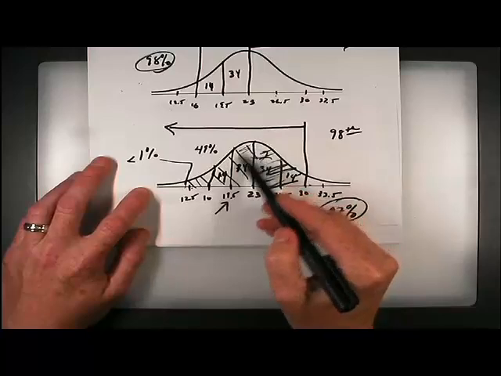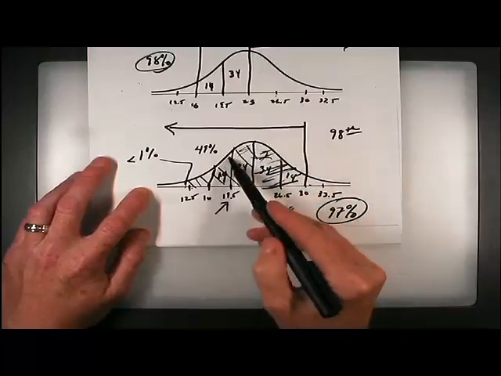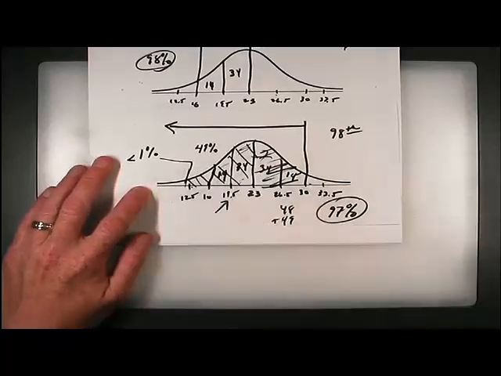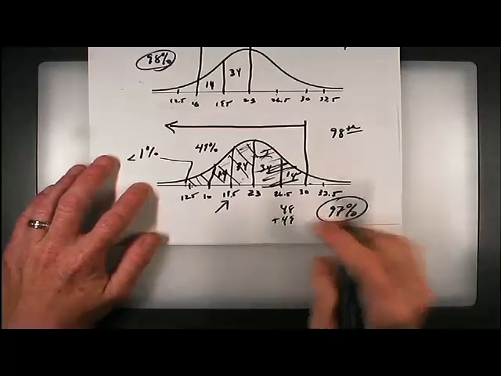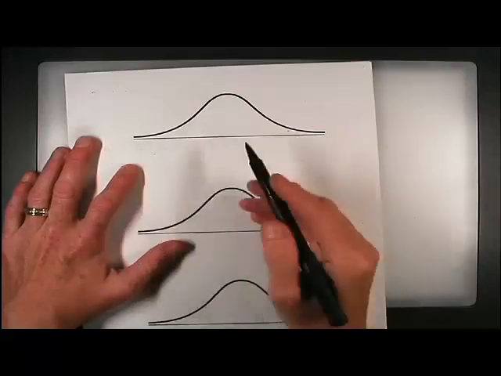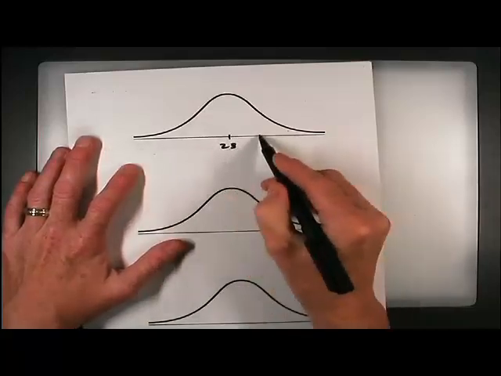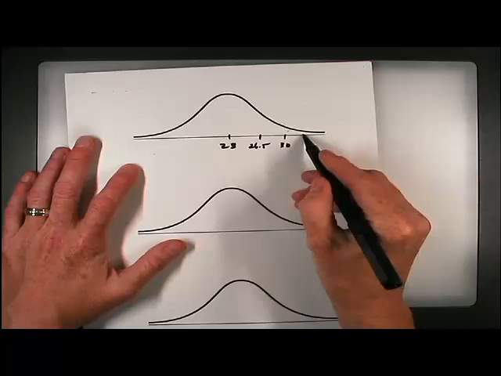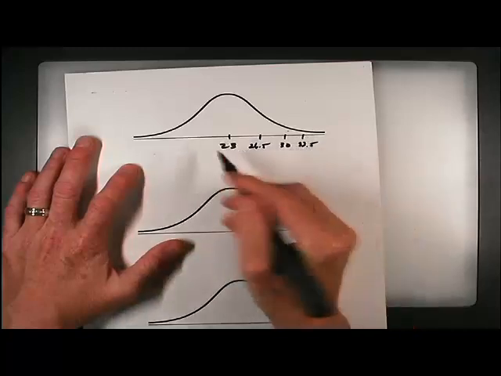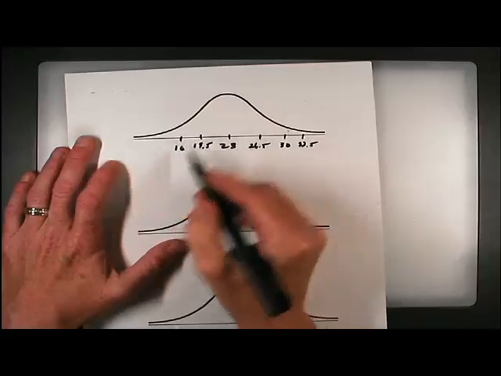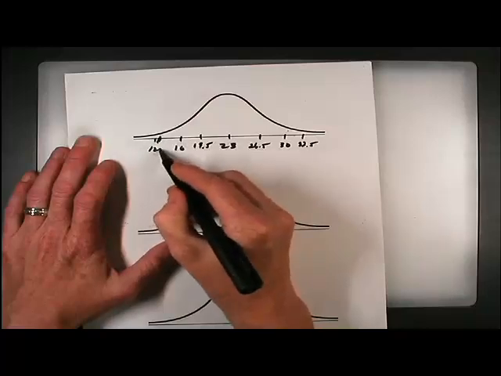So 34% is this amount right here, 14% is this amount right here, and from that point over is 2% of the distribution. If I want to know what price is at the 16th percentile, I'm looking for 16% from that point and below. So I've got 23, 26.5, 30, 33.5, 19.5, 16, and 12.5.